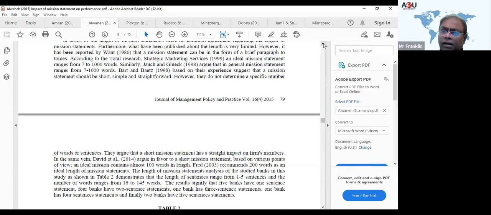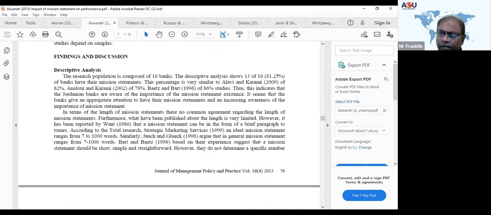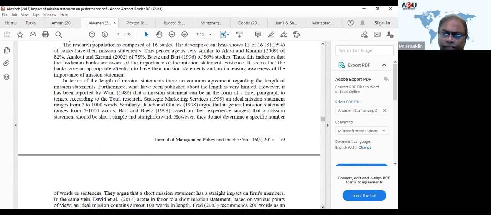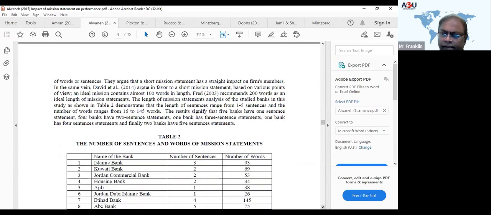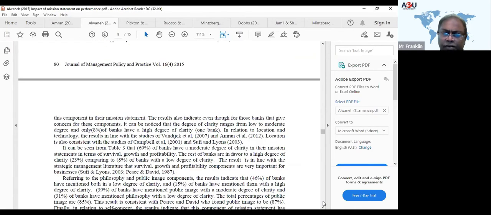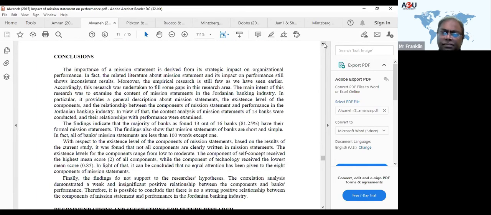research done by this guy, what does he say about performance? He's just saying that the banks have mission statements. They never talk about performance. He only talks about banks with one word, things like that. So maybe these are not all the right articles, and maybe you need to research a little bit more. And let's go to the conclusion. Normally, the conclusion is where you can pick up some information, right?